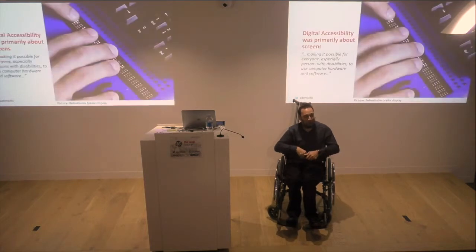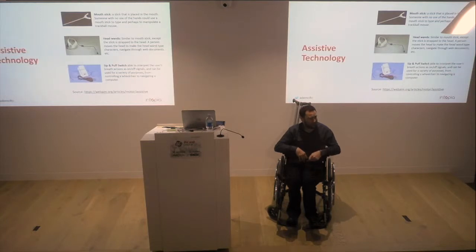We've come from a place where digital accessibility was primarily about screens, and it was about ensuring that people with disabilities could use computer hardware and computer software. So it meant that we had assistive technologies like this. You had the mouth stick, which is basically, as it says, a stick that you put in your mouth that you can then use to hit the tab key and the various keys on the keyboard to actually make use of your computer. You've then got the head wand, which was a similar concept, except it's on your head, and you use that to do the same thing with the keyboard.